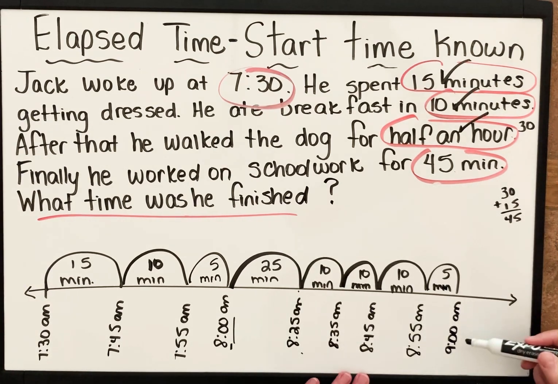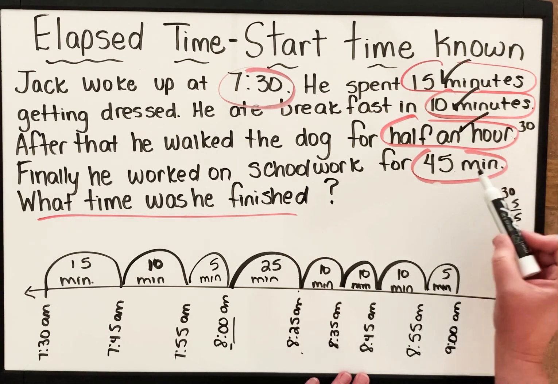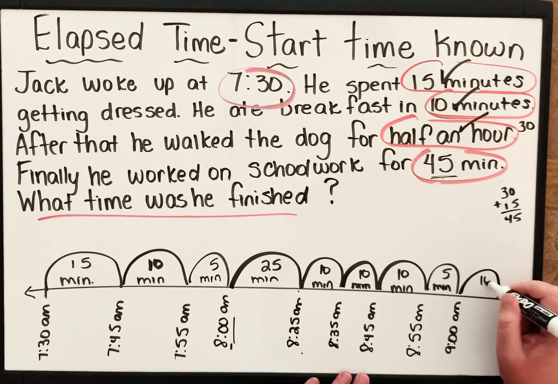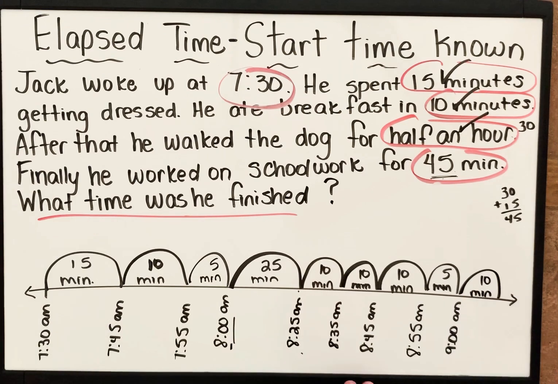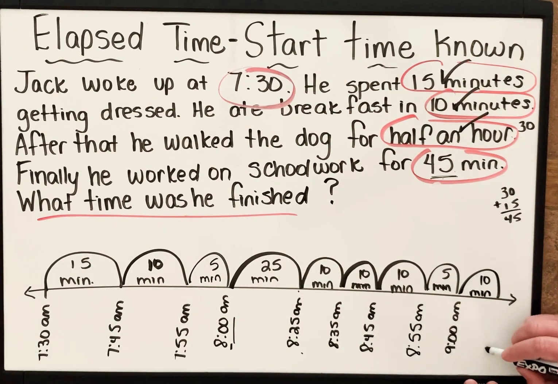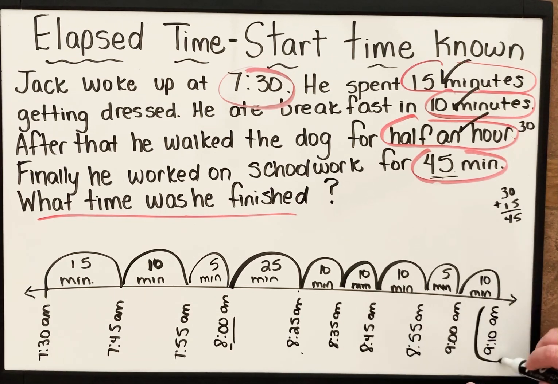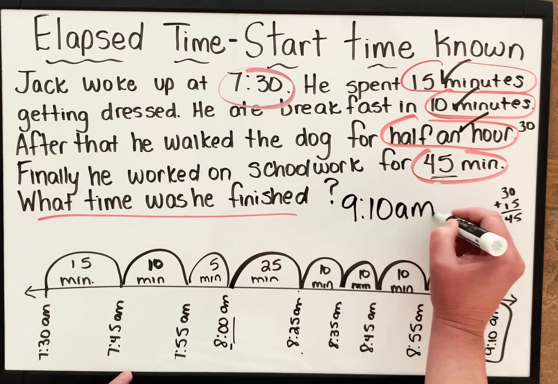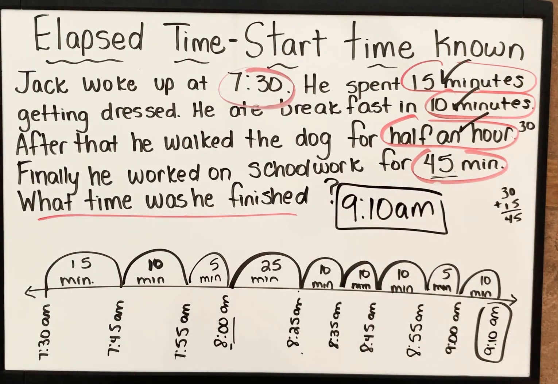And then now that I'm at the top of the hour, I can very easily add my last 10 minutes because remember we were trying to get to 45. So far I've got 10, 20, 30, 35, but I'm trying to get to 45. So I'm going to do one more jump of 10. And if I'm at 9 o'clock and I add 10 more, that's going to get me to 9:10. And so my final stop time is 9:10. So what time was he finished? 9:10 a.m.